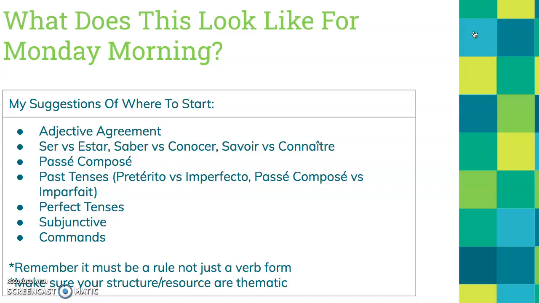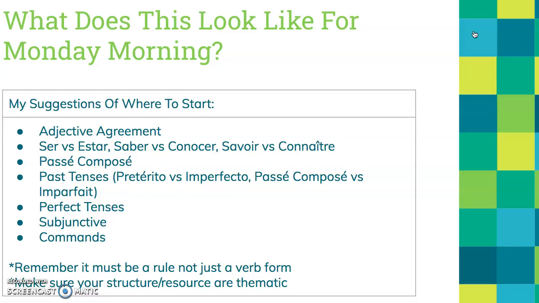Here's my list of suggestions. Some of these are in French as well. So adjective agreements are easier places for them to kind of figure things out, believe it or not. Ser versus estar, saber versus conocer, those sorts of savoir and connaître for French teachers. Those are rules they can figure out: I use ser when I do this, I use estar when I do this. Obviously, there's some complexities to it, but they can usually put together those rules.